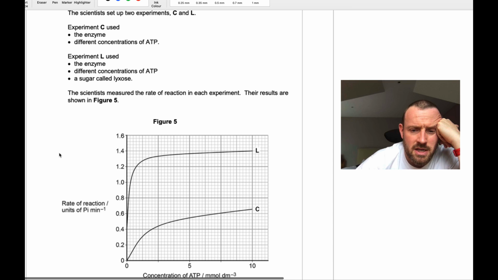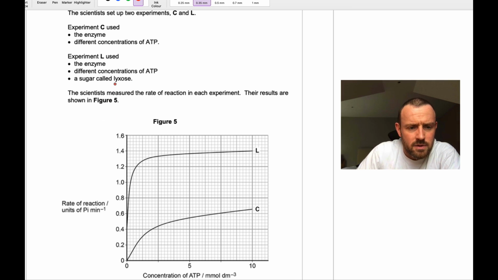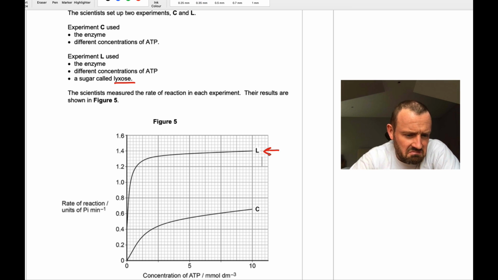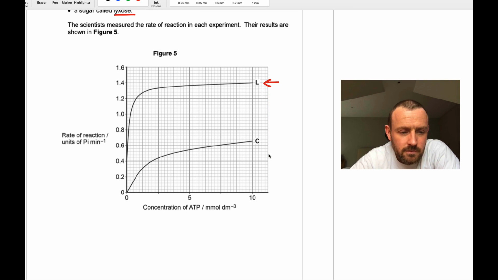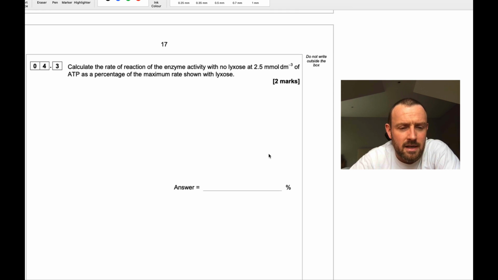Scientists measure the rate of reaction in each experiment. Results are shown in figure 5. So it looks like the lixose, that's how you say it, is increasing the rate of reaction at all concentrations of ATP, it would seem. Right, what are the questions? Calculate the rate of reaction of the enzyme activity with no lixose at 2.5 millimoles per dm cubed of ATP as a percentage of the maximum rate with lixose.